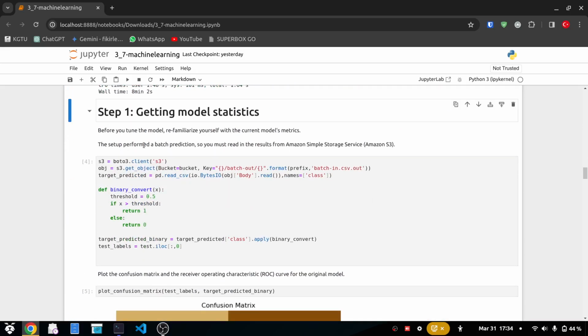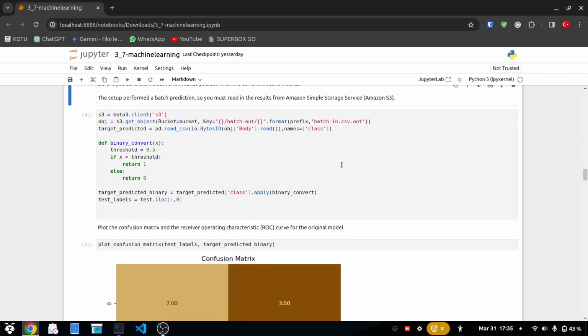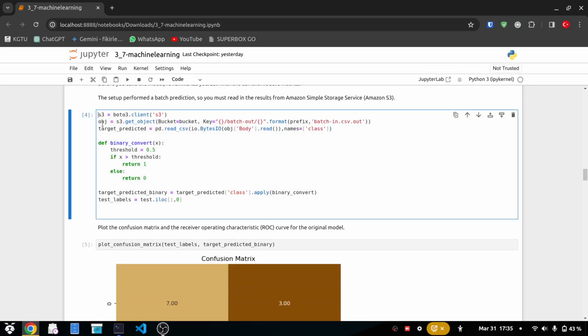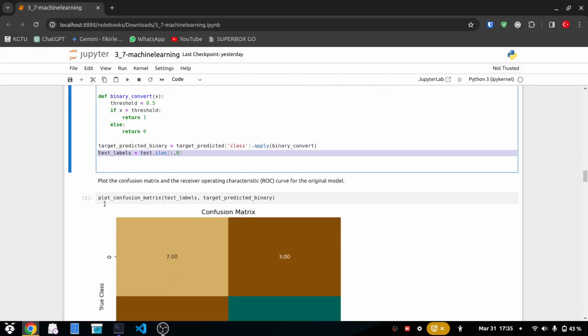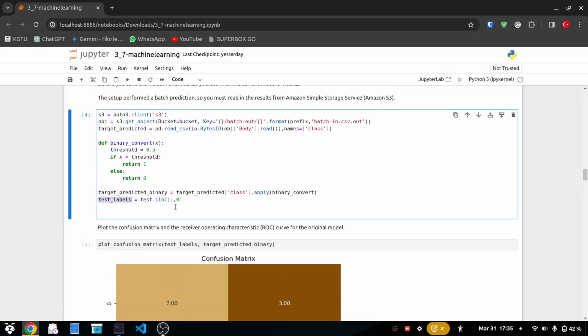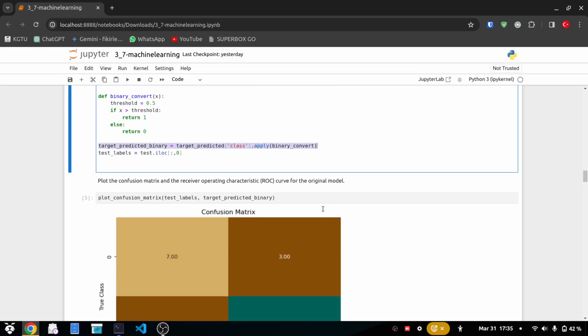So for the statistics of the model, before you tune the model, re-familiarize yourself with the current model's metrics. The setup performed a batch prediction, so you must read in the results from Amazon Simple Storage Service, Amazon S3. So from S3, we are getting the target predicted values. We are using a binary conversion to convert our predicted values into binary, and we are extracting the labels from the test data. So we have test labels defined that way, and we also have the target predicted binaries in here.